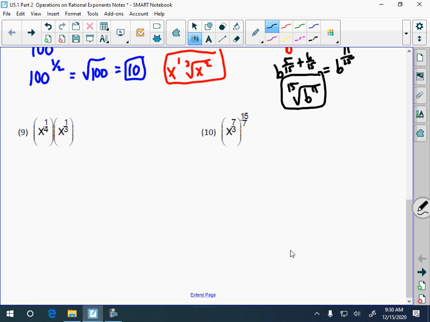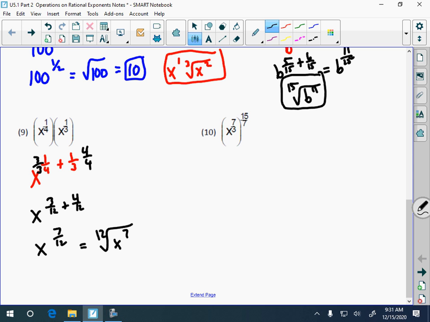All right, number 9. So it looks like the same thing. We're multiplying. So that means we're going to be adding exponents. 1/4 plus 1/3. So we need a common denominator. And so it looks like it's going to be 12. So we're going to multiply the first fraction by 3 and the second fraction by 4. So now that becomes 3/12 plus 4/12, and that's 7/12. So we want to look, could we convert this to a mixed fraction? No, because the bigger one's on the bottom. So now when we convert it to a radical, we don't have to worry about simplifying it.